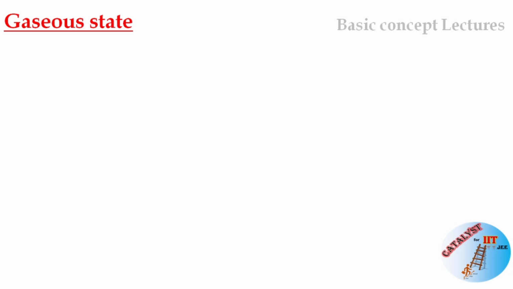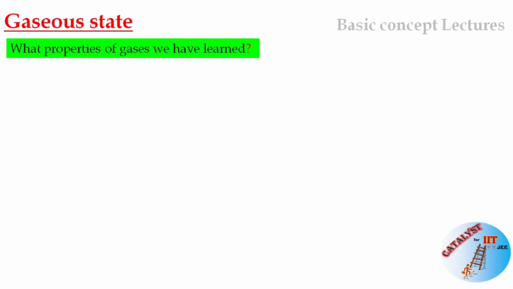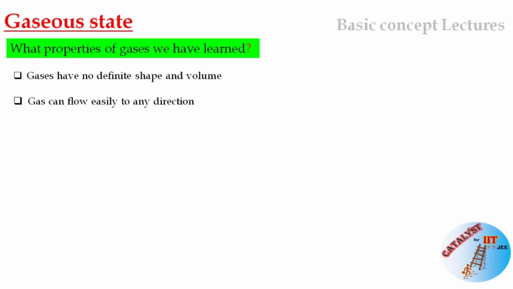So now let's talk about the gaseous state of matter. If you remember our first lecture, then you should know that gases have no definite shape and volume. You also know that the gas can flow easily to any direction. So these two properties of gases we have learned from the first lecture. Now there are some other properties of gases as well which are very important.